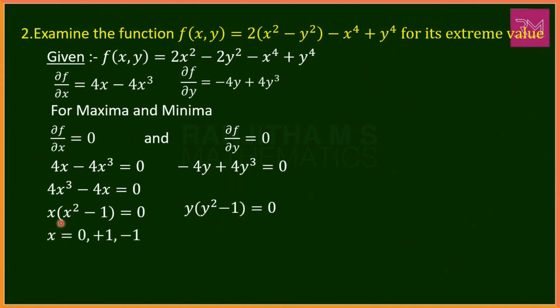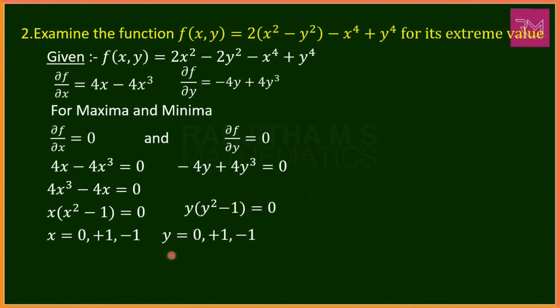Hence we can conclude that x into x square minus 1 is equal to 0. That becomes x is 0 and x square minus 1 is equal to 0. Hence we get the value of x as 0, plus 1 and minus 1. In a similar way, y is equal to 0 and y square minus 1 is equal to 0. That becomes y is 0, plus 1 and minus 1. This is the value of x and y.